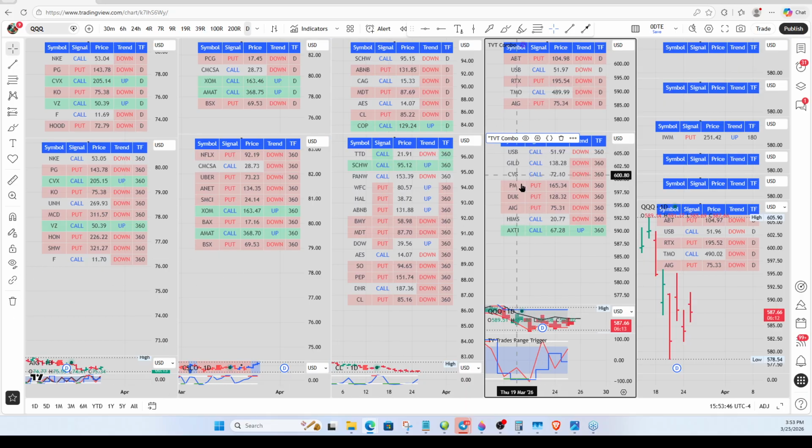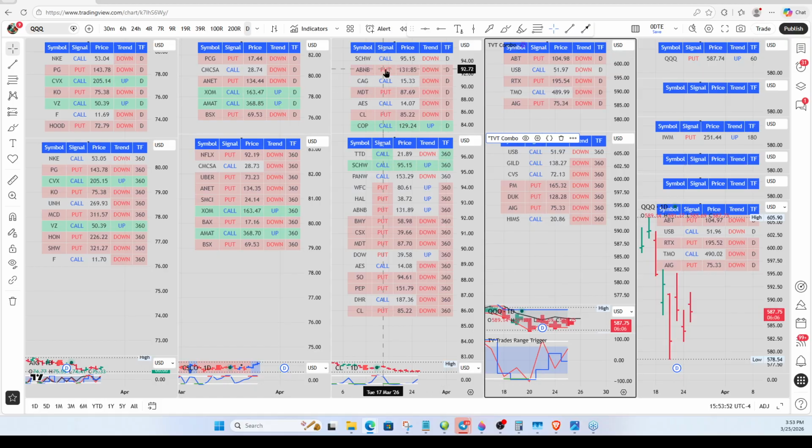The other ones that I would suggest right now, I'm going to say maybe no MDT. Go with MDT. Okay. Colgate. That one. COP is not on both. PCG is not on both. ANET is. We'll go with ANET. Is that on my list? It's not.